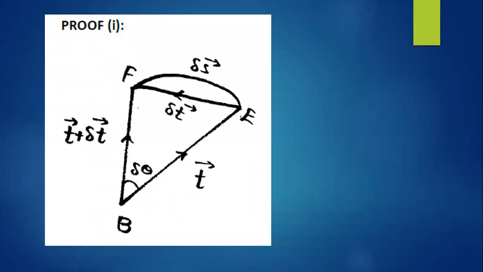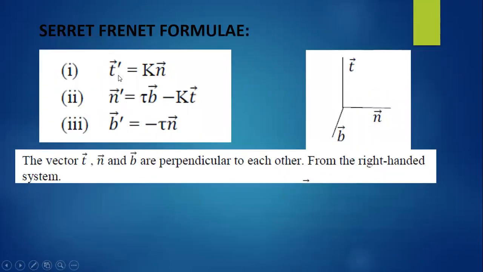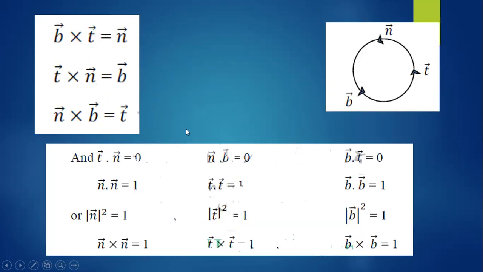Okay, now we have to prove all these three formulas. We have to prove t prime is equal to kn, n prime is equal to tau b minus kt, and b prime is equal to minus tau n. We are proving these terms. Okay.